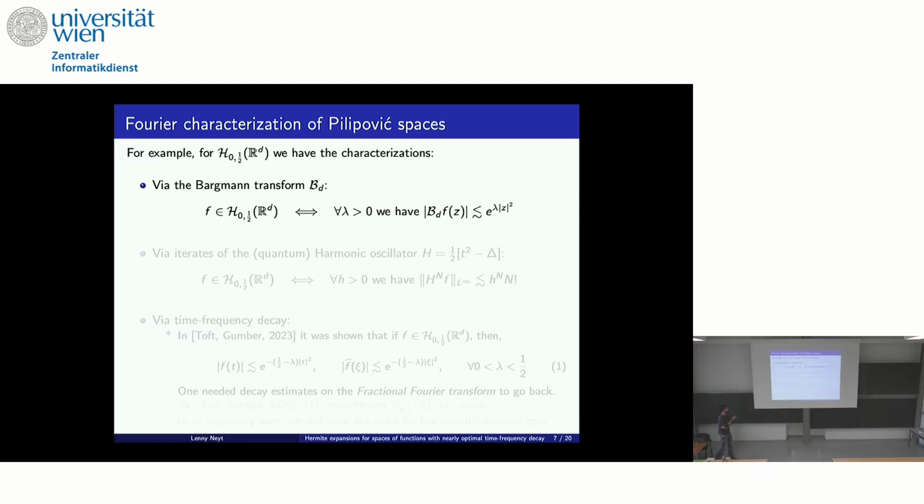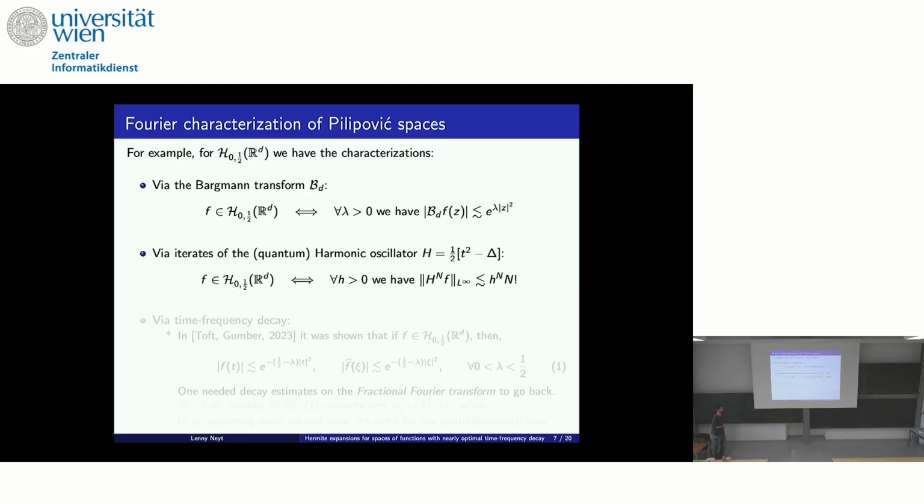Another way that it might give you some more info is that if you, for instance, look at the harmonic oscillator, then you can detect these functions by just looking at the iterates of the harmonic oscillator applied to the function. If this has certain bounds, then we know it's in the Pilipović space. But still, somewhat, I would say, abstract.